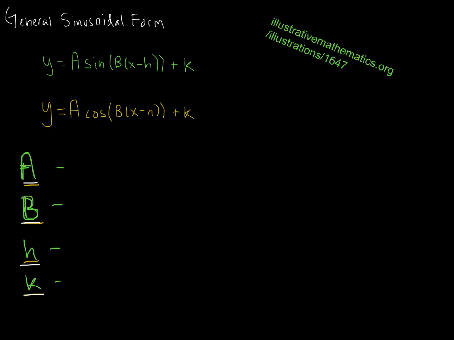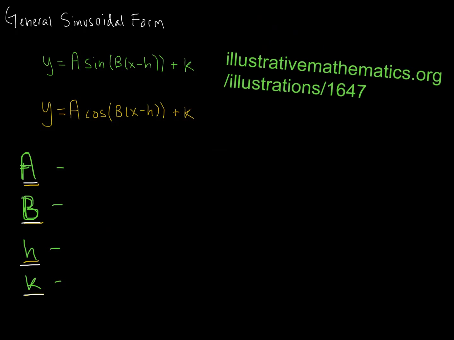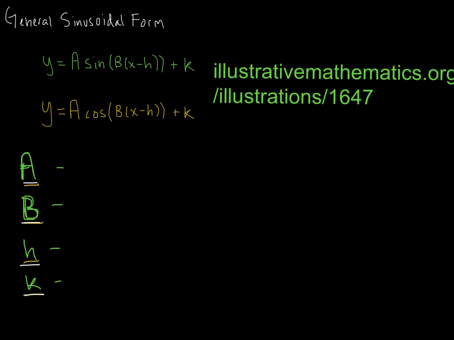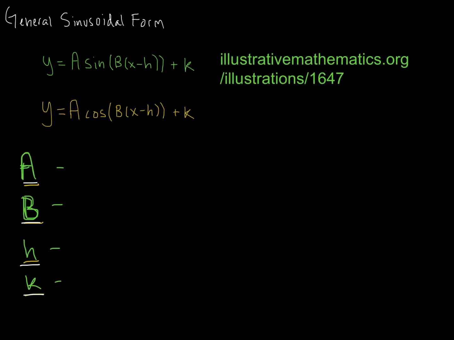So the first thing that we're going to do is finish up the work from Friday. Here I've just rewritten the general sinusoidal form that you should already have, and we want to think about what the changes to a, b, h, and k will do to the function. You're going to go back to this website, illustratedmathematics.org/illustrations/1647, and complete table A, the question in part B, and the table in part C.